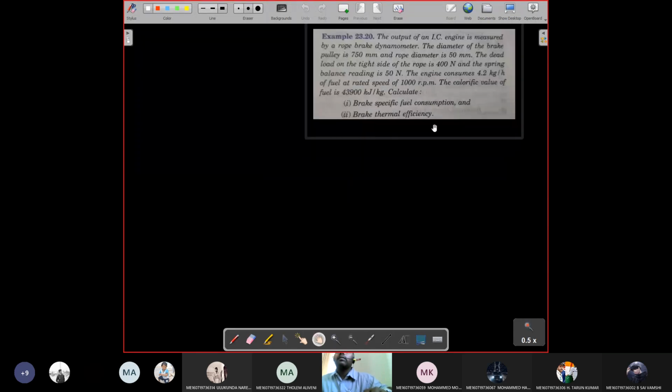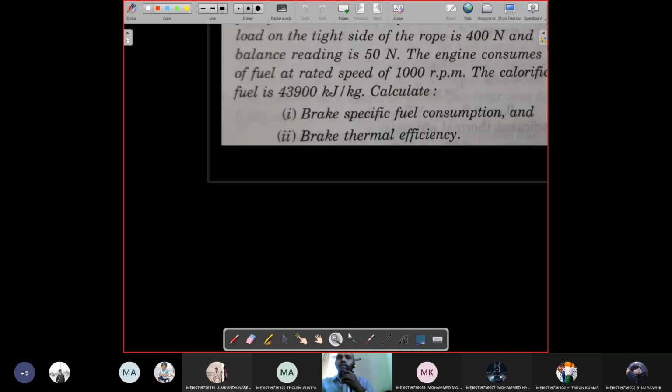Let's go through the problem. The output of IC engine is measured by rope brake dynamometer. The diameter of brake pulley is given and rope is given. Dead load is given. Spring balance. The engine consumes. Go through this one. Do you have any doubt? Ask me. Otherwise, I'll go to the next problem. This is a direct problem, I think. Please go through the data. Any doubt? Ask me. I'll explain.